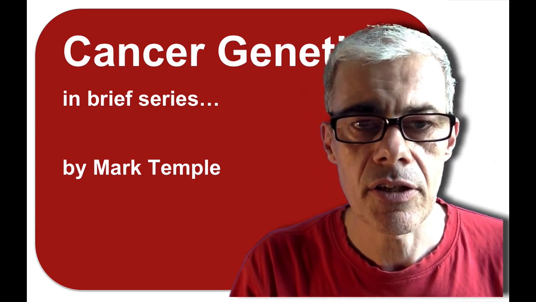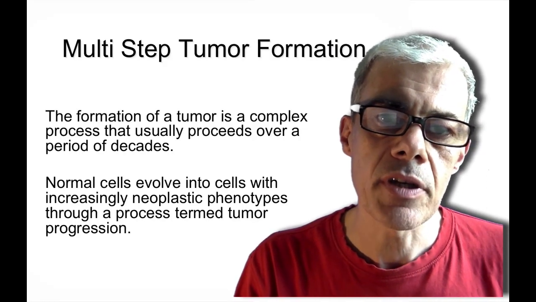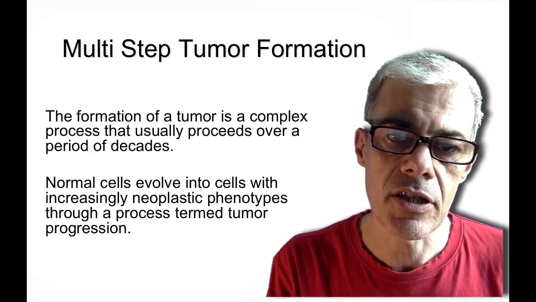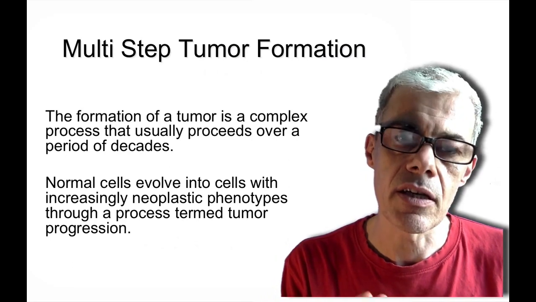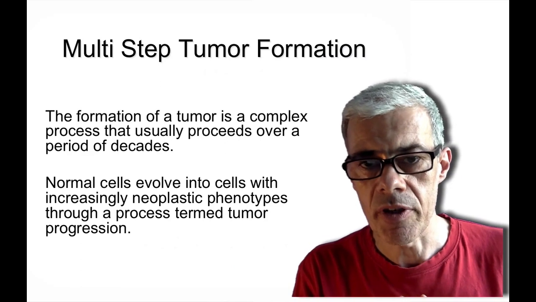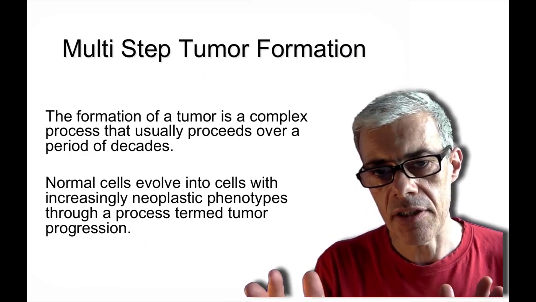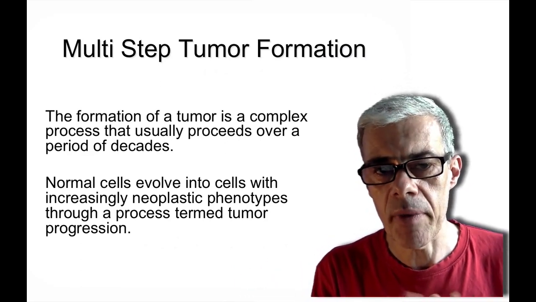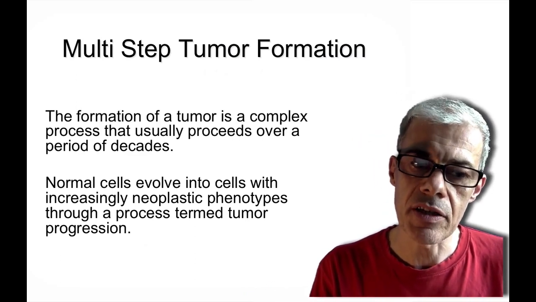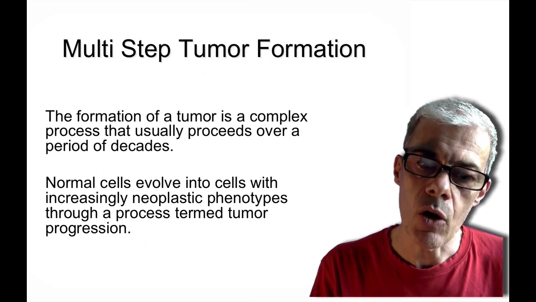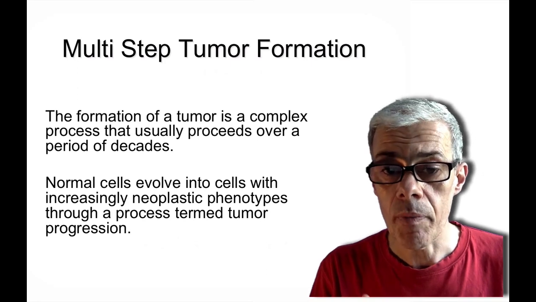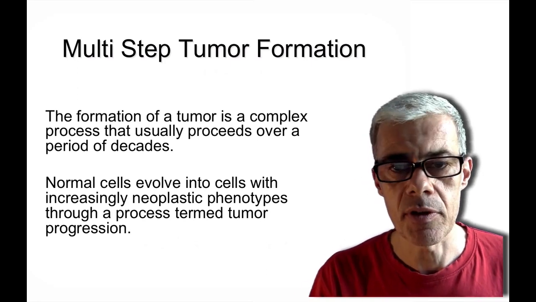In this particular lecture, we're looking at multi-step tumor formation. What we're discussing is a series of events that occur within a cell that give rise to a tumor cell. These genetic changes proceed over many years, often decades, and they give the cell a different phenotype, a different growth characteristic from the normal cell, which gives it the ability to grow more and to cause problems in the body.